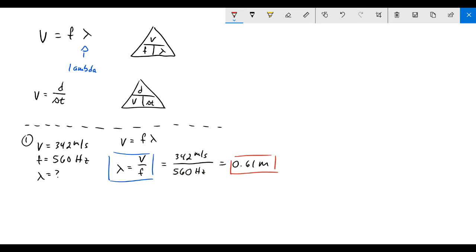Let's try one more. I'm going to put one more practice problem on the screen. You take a look and read that, and then we'll work on that one together.